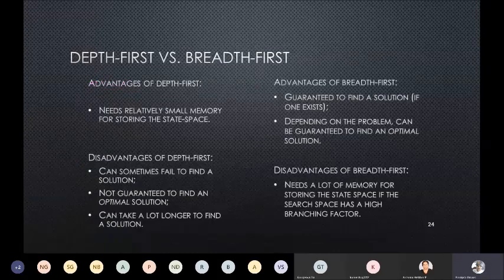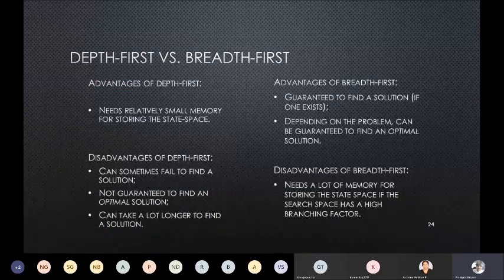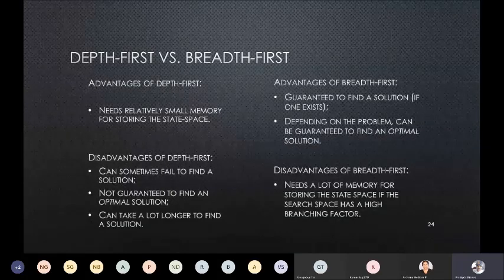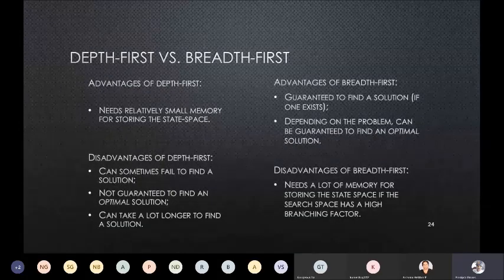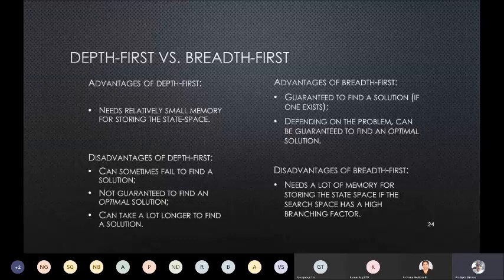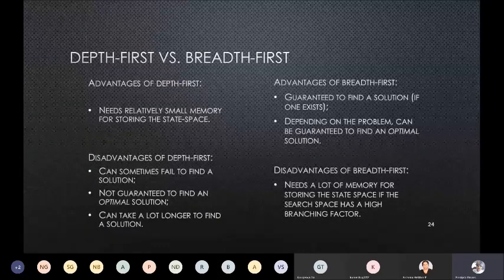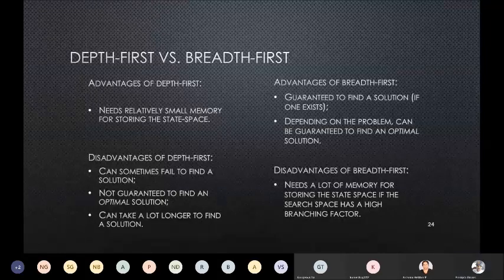So this is another comparison of depth first and breadth first search, which we already talked about. Just reiterating, the advantage of depth first search is that it needs relatively small memory. The advantage of breadth first search is that it is guaranteed to find the solution, and it's also optimal for most practical problems. The disadvantage of depth first search is that it can fail to find a solution. It can get stuck in an infinite path or in a loop. The disadvantage of breadth first search is that it needs a lot of space as well as a lot of time.